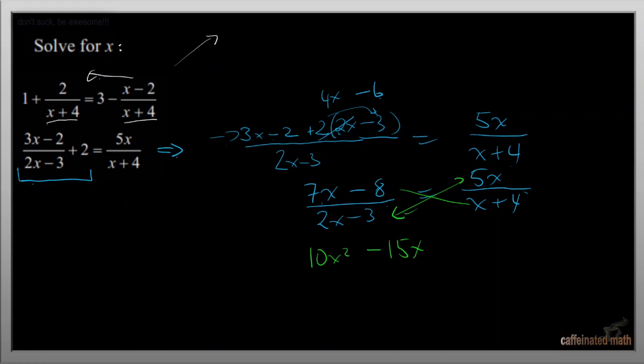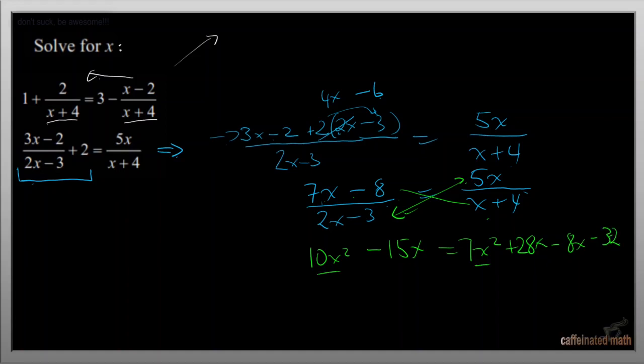So that one's done. And then over here we'll have 7x times x gives us 7x squared, and then multiplied by the 4 gives us 28x. Minus 8 times x gives us minus 8x, and then we'll have minus 32.